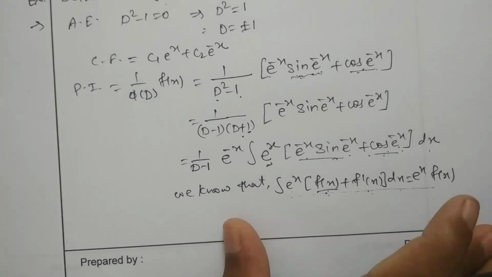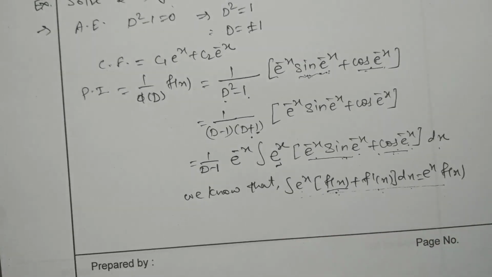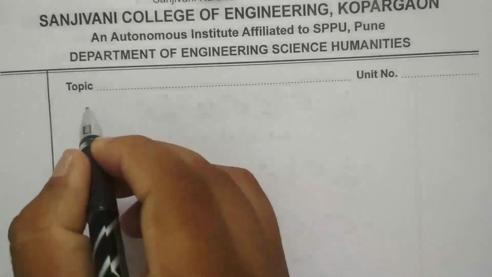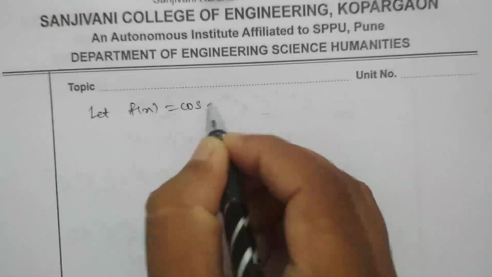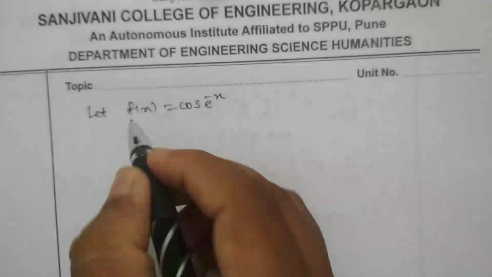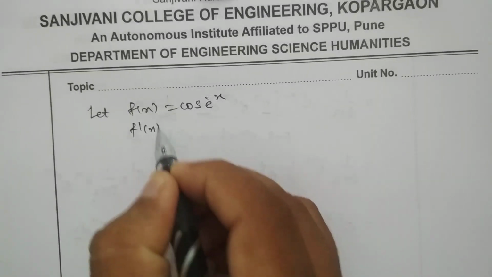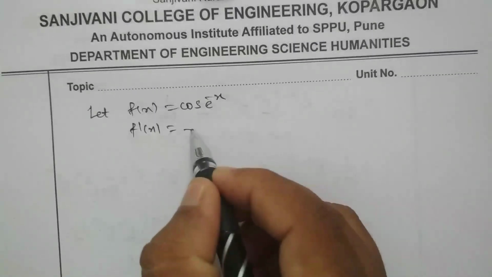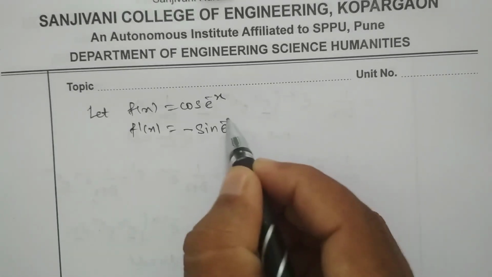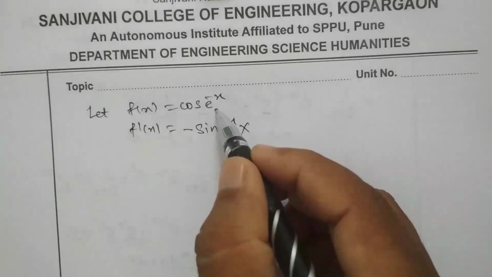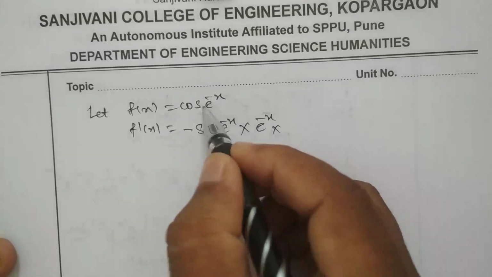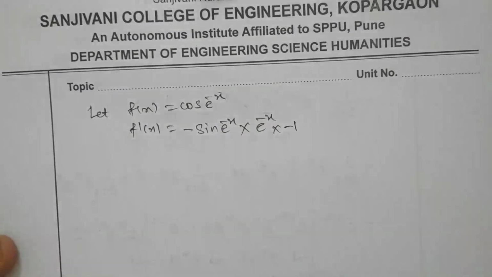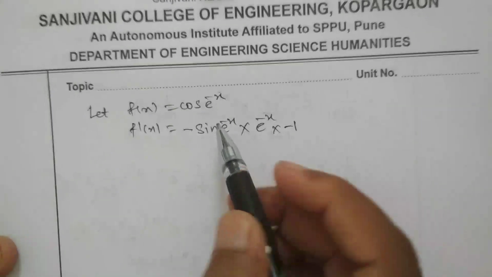So let f of x equal cos of e raised to minus x. What is the derivative, f dash of x? The derivative of the cos function is minus sin of e raised to minus x, multiplied by the derivative of e raised to minus x, which is e raised to minus x into the derivative of minus x, which is minus 1. See once again how to take the derivative.